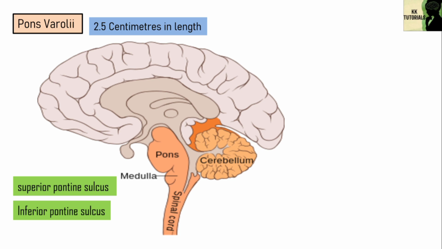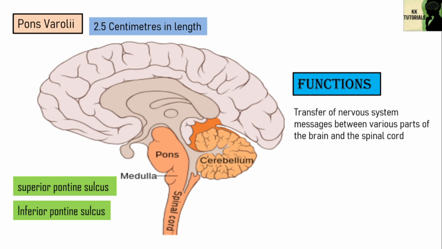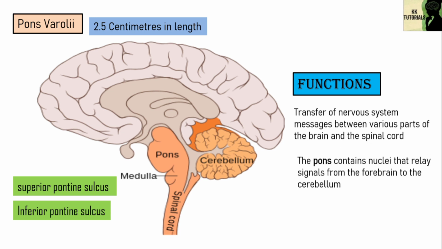A number of cranial nerve nuclei are present in the pons. When we talk about the functions of Pons Varolii, then Pons helps in the transferring of nervous system messages between various parts of the brain and the spinal cord. The primary function of Pons Varolii is to regulate breathing, sleeping. The pons contains nuclei that relay signals from the forebrain to the cerebellum, along with nuclei that deal primarily with sleep, respiration, swallowing, bladder control, hearing, equilibrium, taste, eye movement, facial expressions, facial sensation, and posture.